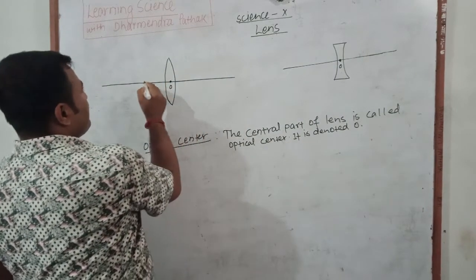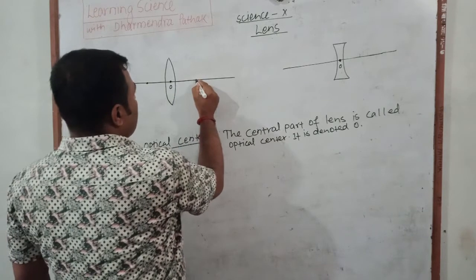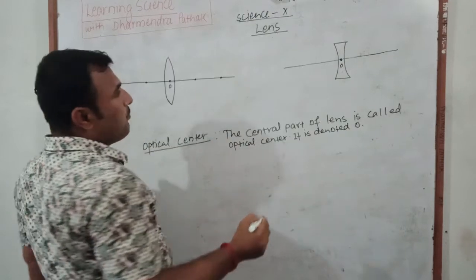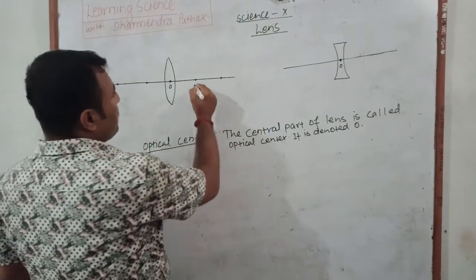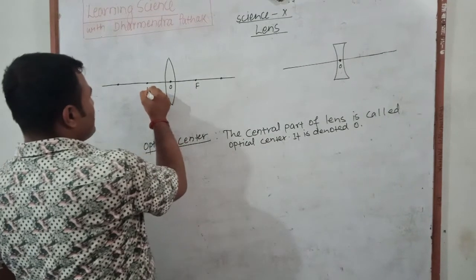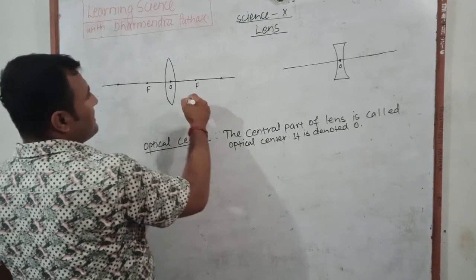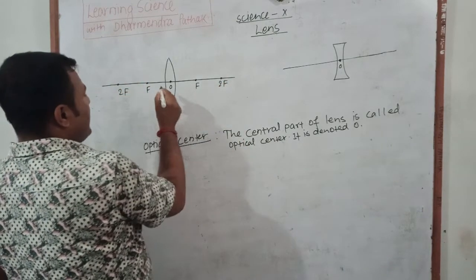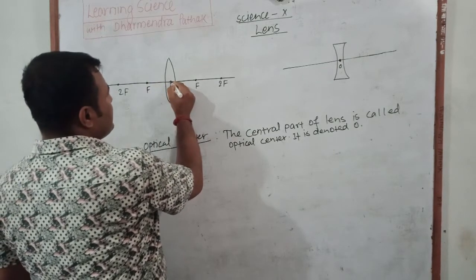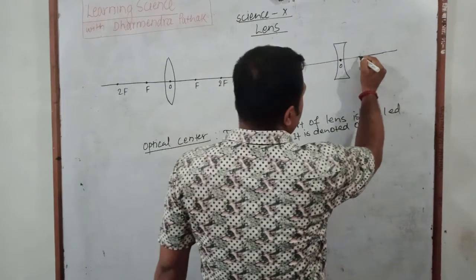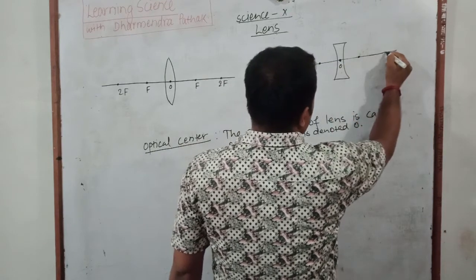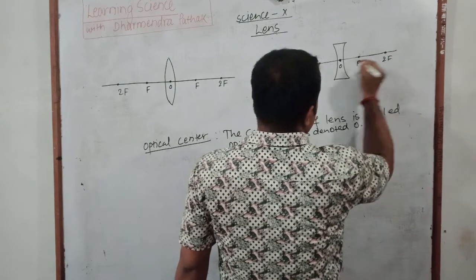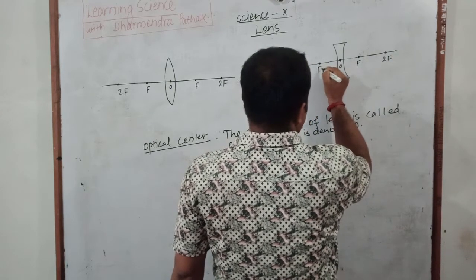After that, the lens converges or diverges rays from a point or at a point. That point is called principal focus. And double of the principal focus is denoted by 2F. And that F is at equal distance on both sides. Here we draw about 2 centimeters away from the center of the lens on either side.